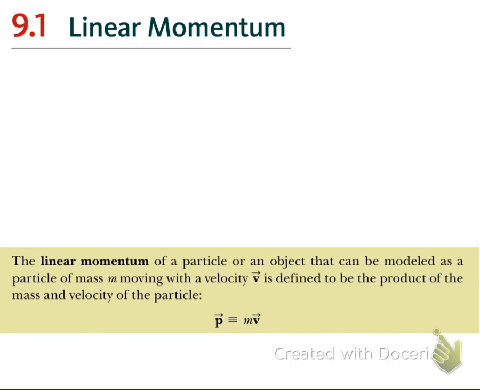Let's start with the definition of the linear momentum. For a particle with mass m moving with the velocity v, we define the linear momentum of this particle as p equal to mv.